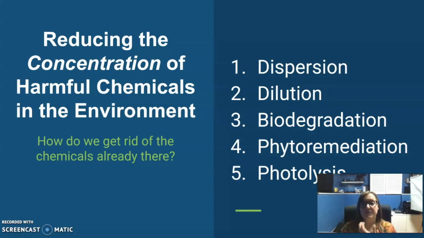So how do we reduce the concentration of these harmful chemicals once they're already in the environment? We know that some of them are already there. So we have some options that nature has done for us and some that we can help with: dispersion, dilution, biodegradation, photoremediation, and photolysis.